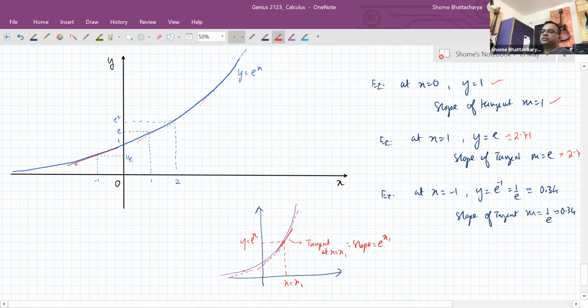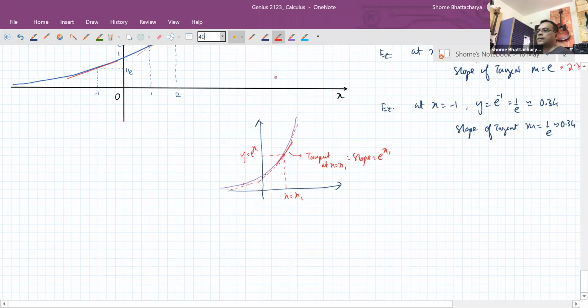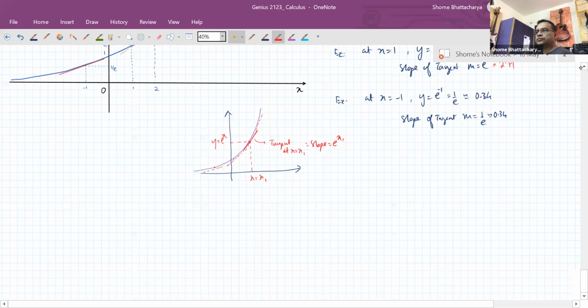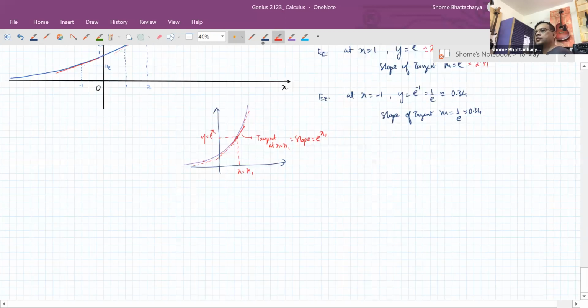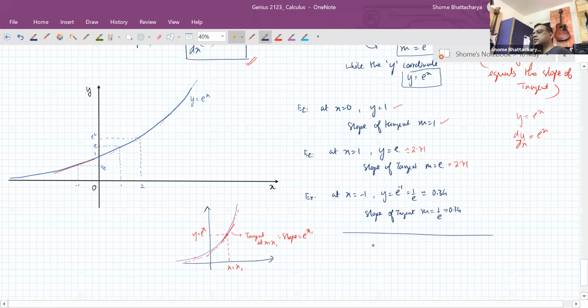So that is the property of the graph. Also, you can see that for this function, limit x tending to minus infinity is 0. And also the slope at x tending to minus infinity is 0, because you can see that this line becomes almost flat as x tends to minus infinity.